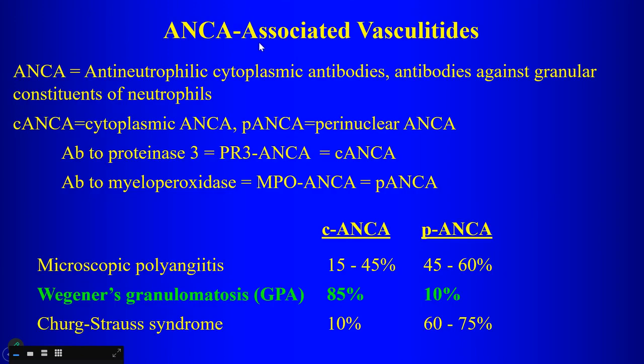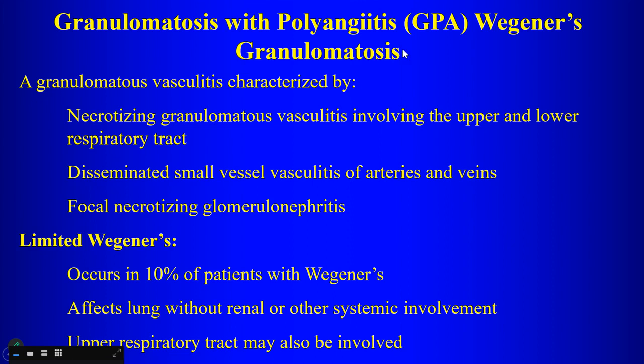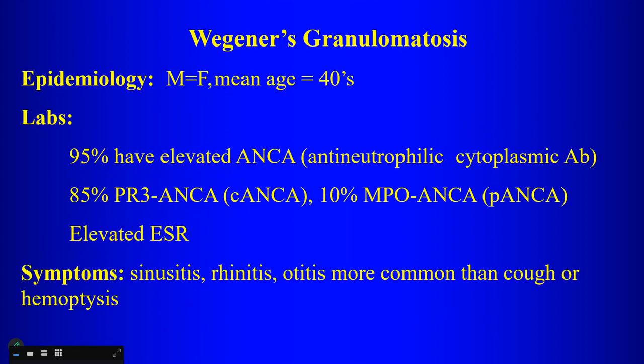So these are the ANCA-associated vasculitis. Microscopic polyangiitis tends to have elevated P-ANCA. Wegener's tends to have elevated C-ANCA. Churg-Strauss also can be a cause of pulmonary hemorrhage, though not as commonly as these others. All right, so GPA, we've kind of covered this already. Limited Wegener's occurs in 10% of patients with Wegener's where only the lung is involved without the other organs. These patients can have involvement of the upper respiratory tract also, so sinusitis can be associated with GPA.